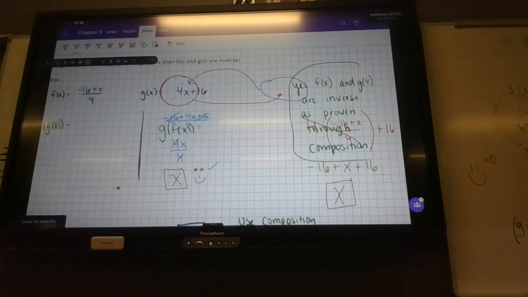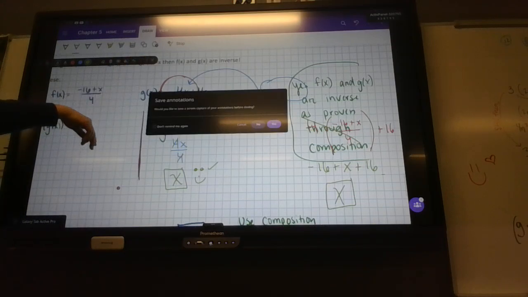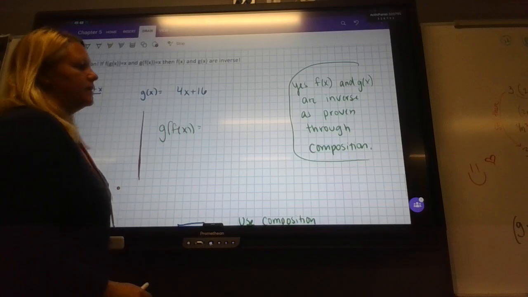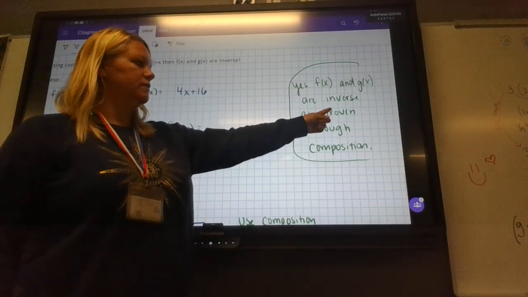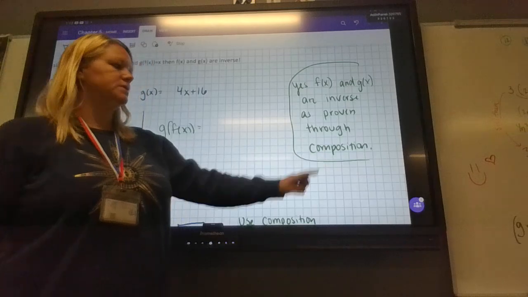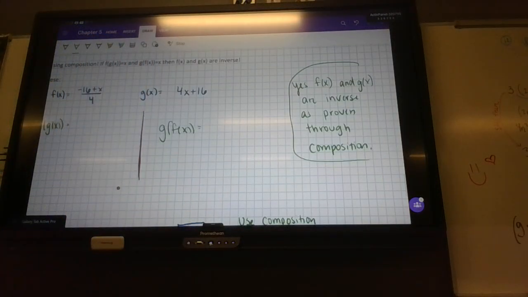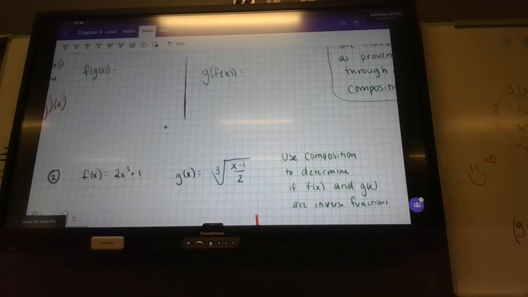And this is a good way to write a fully comprehensive answer. Yes, F and G are inverse as proven through composition. We plugged them in and proved it. Alright, let's do a more challenging one.